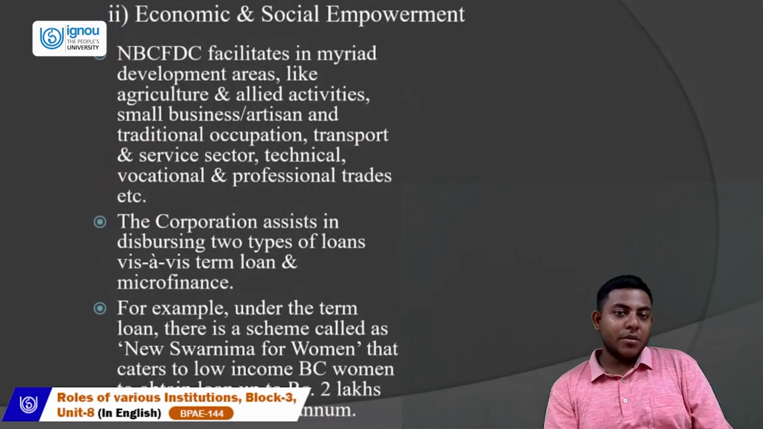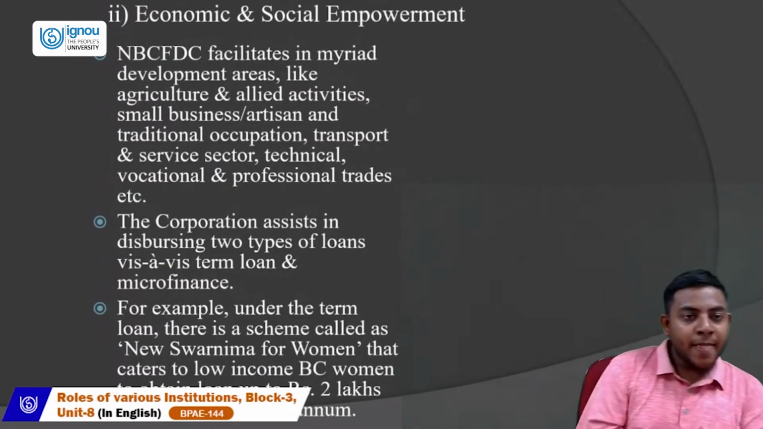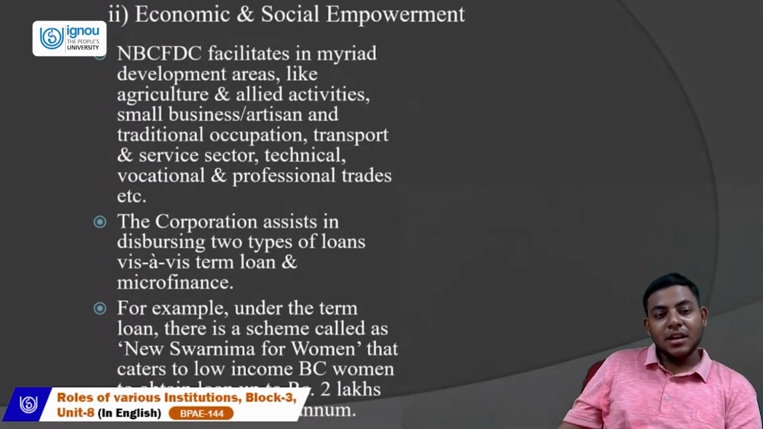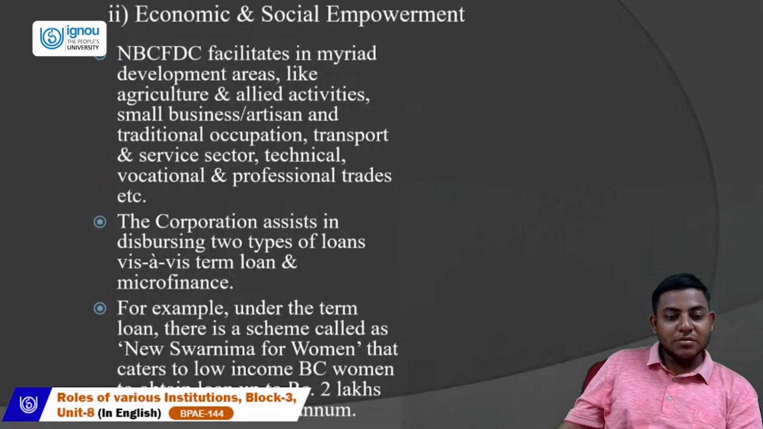Now let us discuss economic and social empowerment. The NBCFDC facilitates myriad development areas like agriculture and allied activities, small business, artisans and traditional occupations, transport and service sector, technical, vocational and professional trades, etc. The corporation assists in disbursing two types of loans, namely term loan and microfinance.